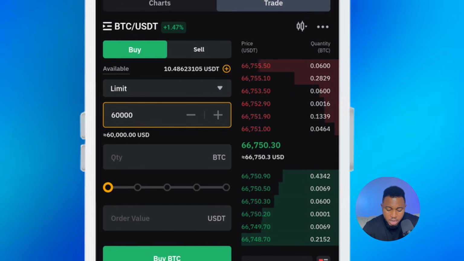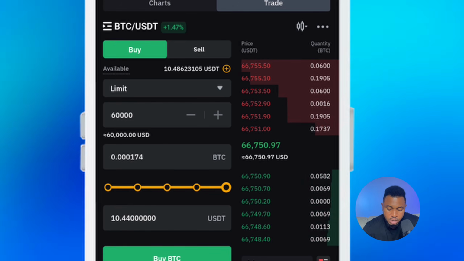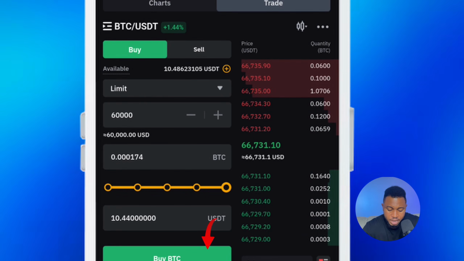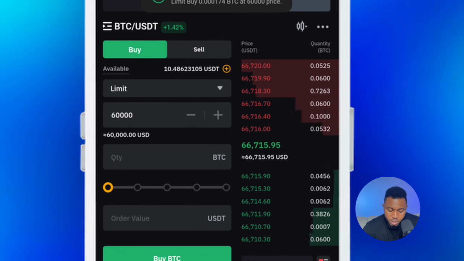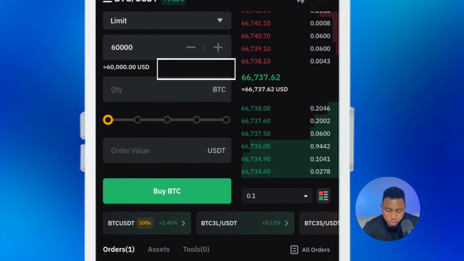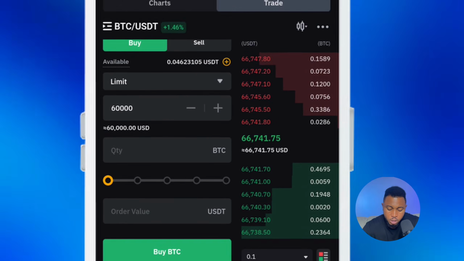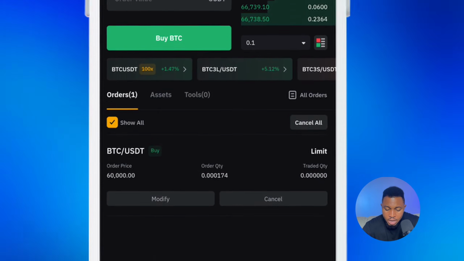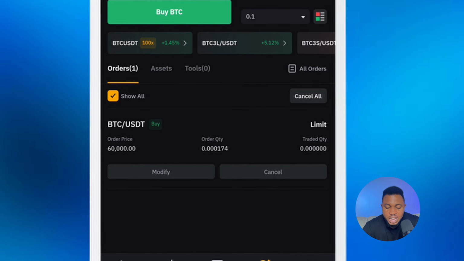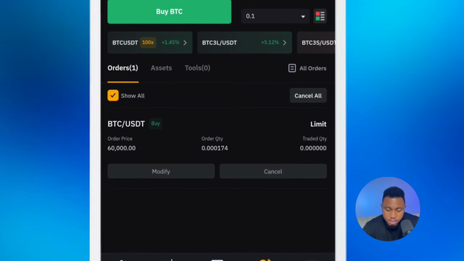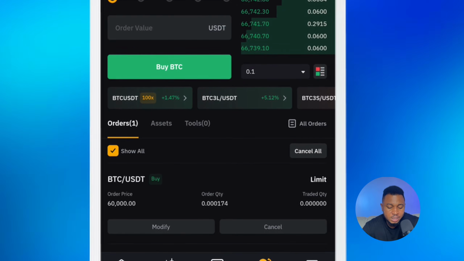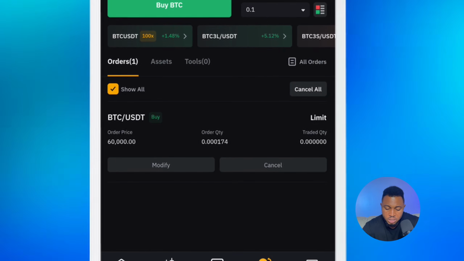So over here, you're going to put in the amount you want to buy. So I'll drag this like this, and I want to use 100% of my money, which is about $10.44, and I'm going to click on buy BTC. Now notice what happened. I don't have USDT here anymore, but I also don't have BTC. Why? Because my money is locked right now. Why is it locked? It is locked because I've placed an order to buy BTC at $60,000. So for that to get activated, BTC has to get to $60,000 before it will buy it for me automatically. So whether I'm sleeping or I'm online, this is going to buy it for me automatically at $60,000.